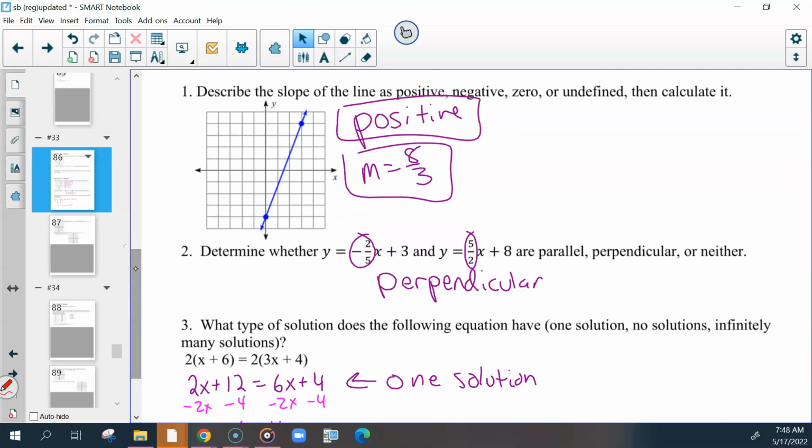For number 1, you have to describe the slope as positive, negative, 0, undefined, and then calculate it. It was a positive slope, and when you found what the slope was, it should have been 8/3. For number 2, you had to determine whether these two lines were parallel, perpendicular, or neither. When looking at these two slopes, they are flipped. One is negative, one is positive, so these would be perpendicular. Nice.